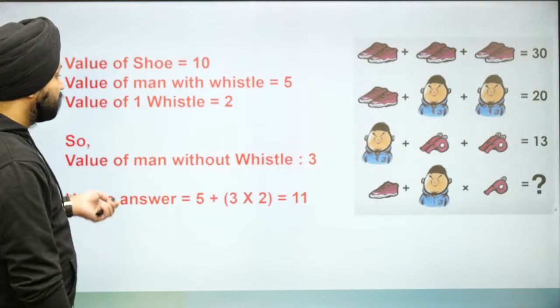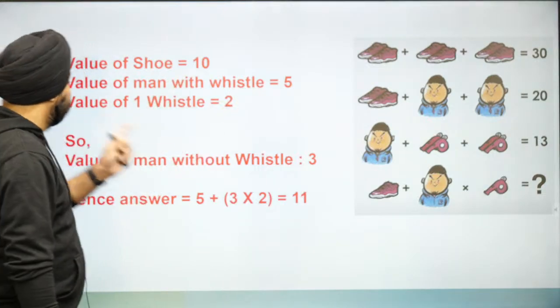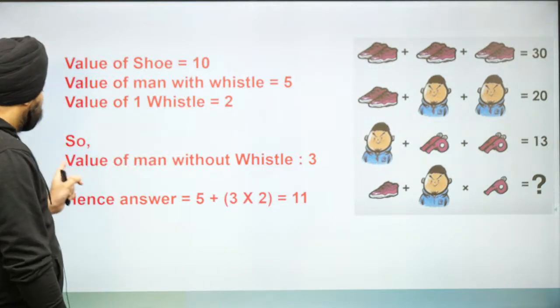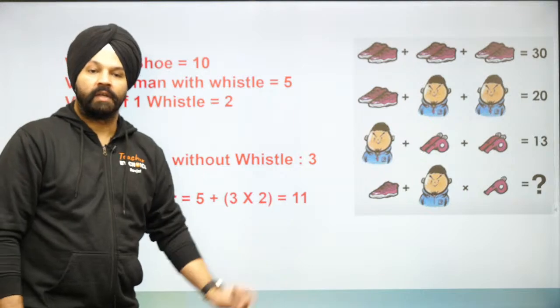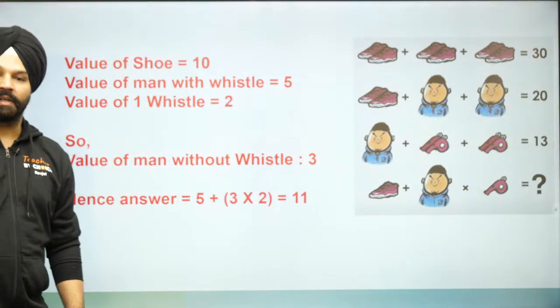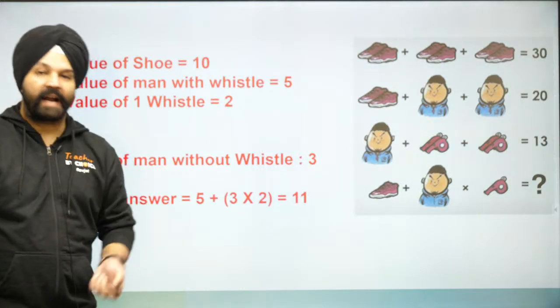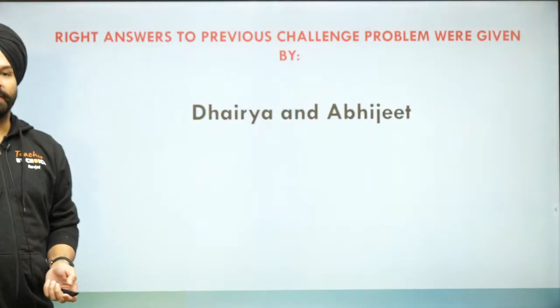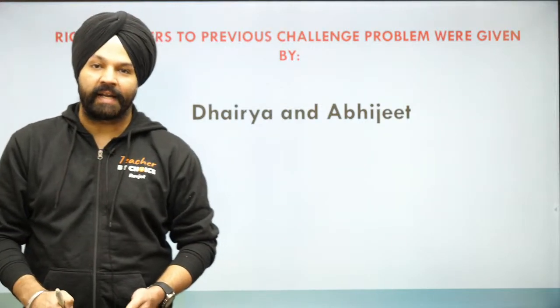Okay, this is the explanation. As you can see, shoe is 10, value of man with whistle is 5, value of one whistle is 2, so value of man without whistle is 3, and the answer is 11, right? So here is the calculation part. I hope that is clear. The 2 students who rightly answered this question are Dhairya and Abhijit. So a big round of applause for Dhairya and Abhijit.